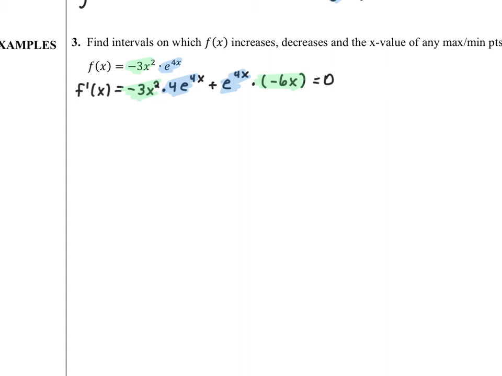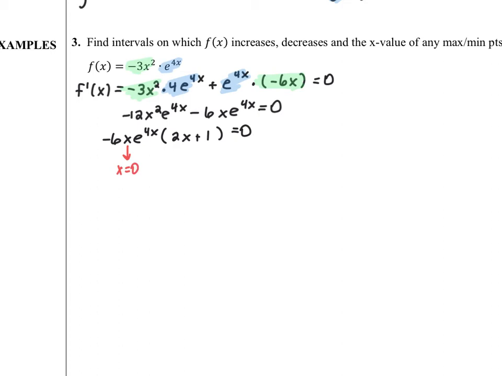To solve this, I'm going to clean it up first and then factor. Multiplying and rearranging puts me here, and I look for some common factors. I'm going to factor out a negative 6, an x, and that e to the 4x. Setting each factor equal to 0 is going to give me a 0 for this, so x equals 0 is one number that's going to go on my sign chart. This e to the 4x will never equal 0, so that's not going to give me any critical numbers. Setting this factor equal to 0 gives me x equals negative 1/2.